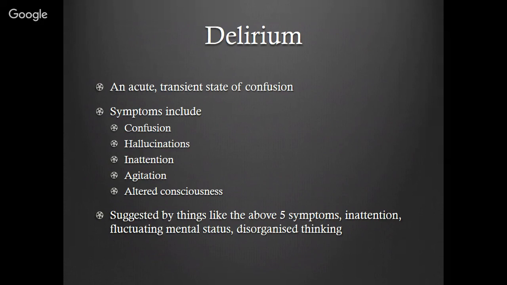Okay, delirium. This is another specific kind of state that you can be in. It's not really a condition. It's a state like being fatigued or being agitated, things like that. So you have confusion, hallucinations, inattention. That's when you're talking to people and they'll kind of zone out and zone back in halfway through the next sentence. Agitation, altered consciousness. And then the other stuff at the bottom, like fluctuating mental status and disorganization of thinking, are more generalized.